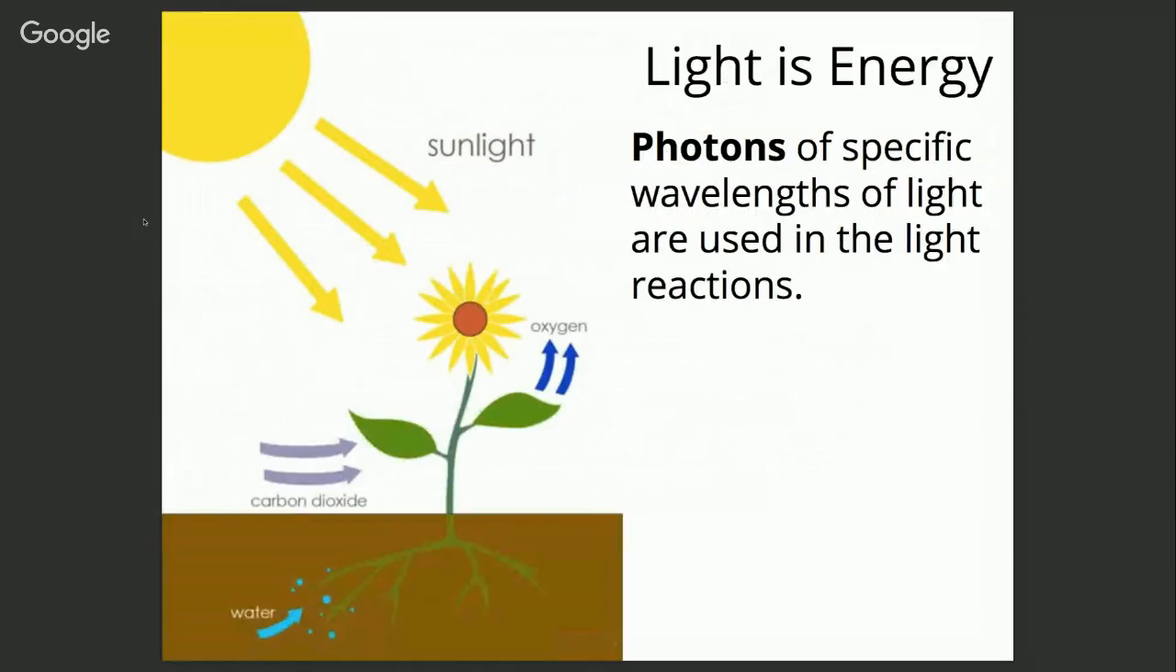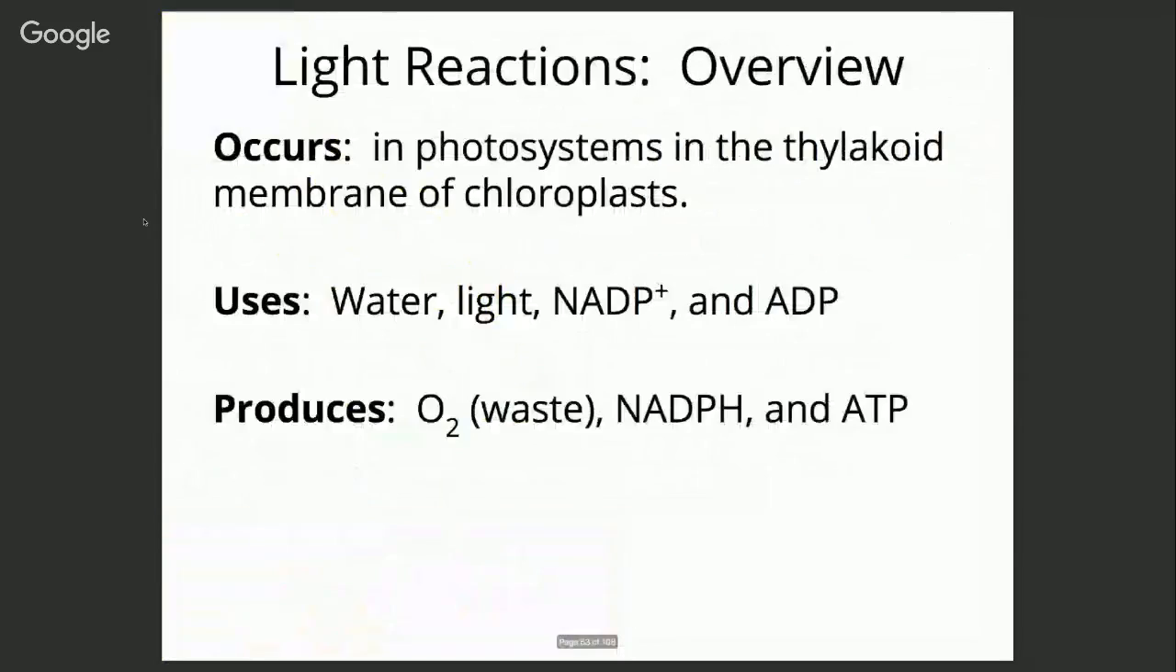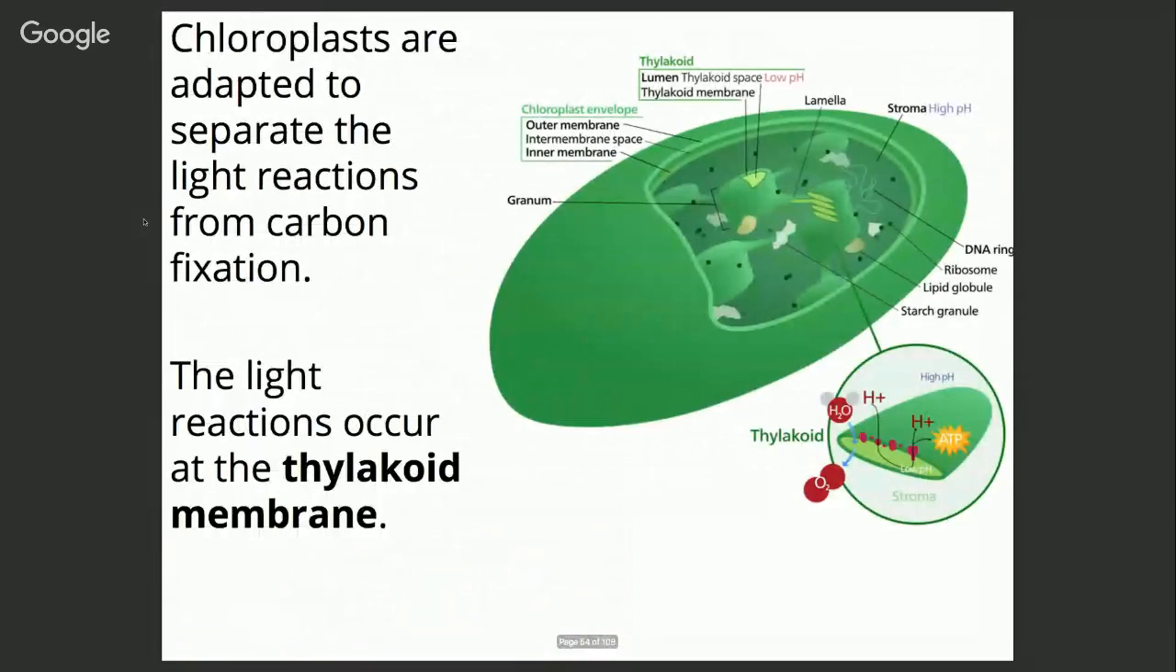So we have this sunlight aspect going on at the leaves. The leaves are also going to be running the Calvin cycle, and we'll look at how these two things work together. So the light reactions are happening in the thylakoid membrane of the chloroplast, and we're going to use water and light and NADP+, and some ATP, some ADP, and then we're going to produce oxygen as a waste product along with some NADPH, and we're going to make ATP.